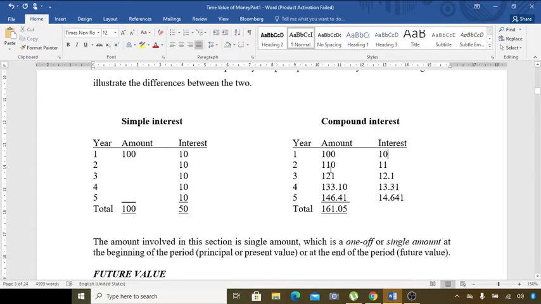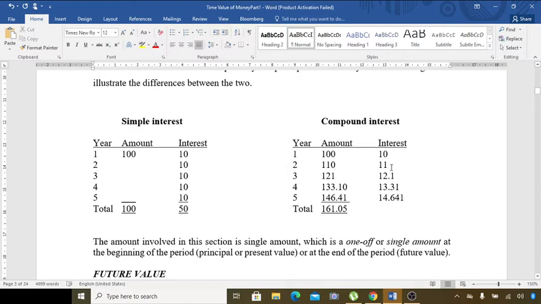But come the second time period, which is the second year, a new principal amount emerges, which is 110. Where does this 110 come from? It is the original principal of 100 plus the $10 interest charged at the end of the first year. So to calculate the interest in the second year, you need to multiply the 10% interest rate on the 110, not the 100 original principal.